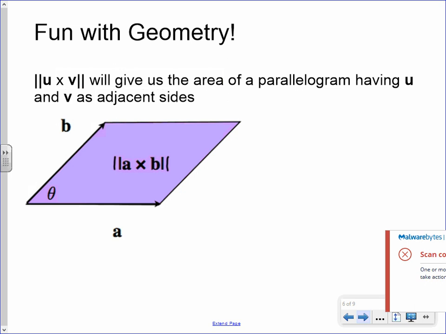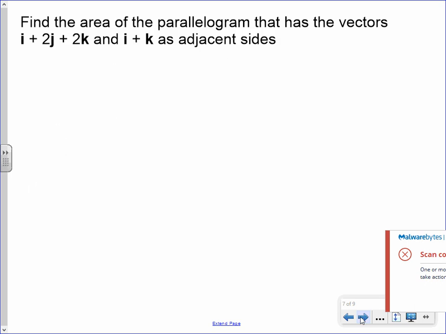So if I give you a parallelogram with vectors as its sides, we can find the cross product and then find that magnitude, and boom, we have the area of the parallelogram. So we're going to go ahead and practice that. Please write down that our parallelogram has these two sides. And notice how they say adjacent sides. That is important.